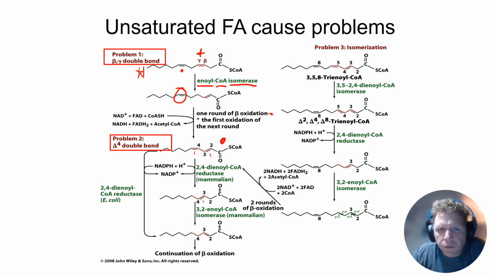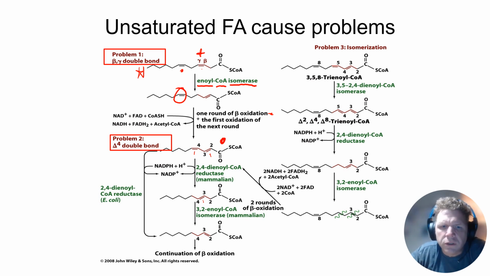And what we need to do with that is now we do an isomerization. Have we seen that isomerization before? We have. We saw it with enoyl-CoA isomerase. This is 3,2 enoyl-CoA isomerase. We're effectively taking that beta-gamma double bond and repositioning it between the alpha-beta carbons. So that can proceed through beta oxidation.